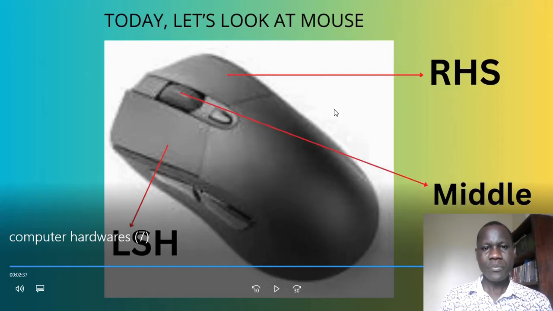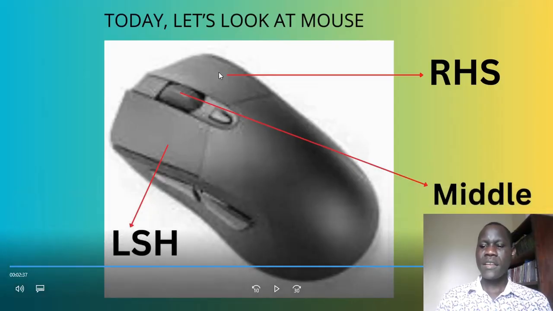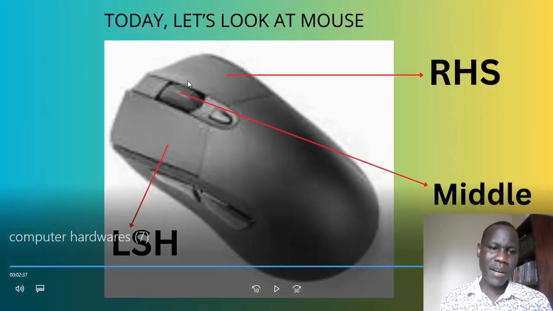Then again, we have the right hand side of the mouse, and the right hand side of the mouse is what we call the secondary button. What is the use of the secondary button? Now, the secondary button is mainly used to open menu and command. Then another part of the mouse is what we call the scroll button.